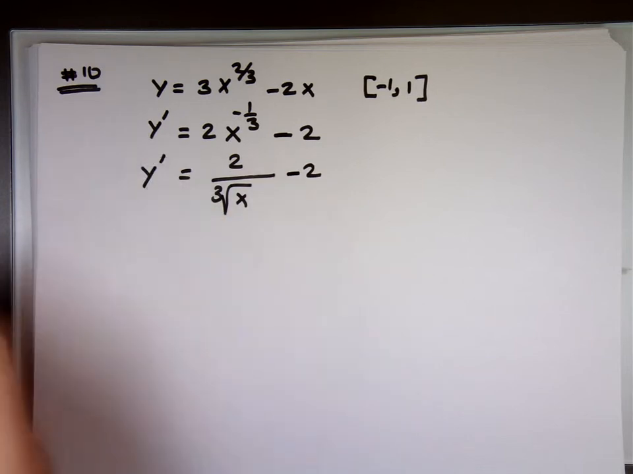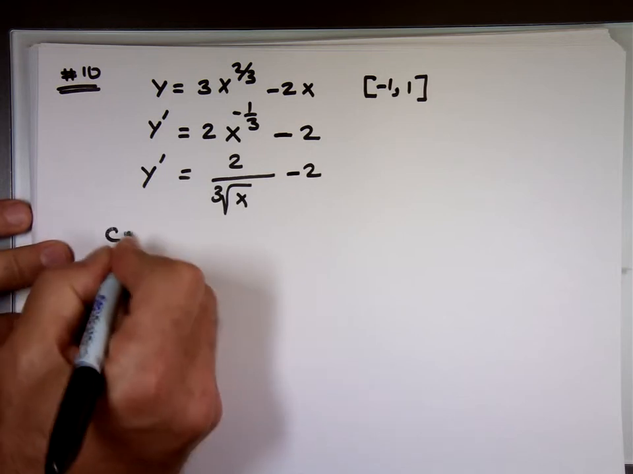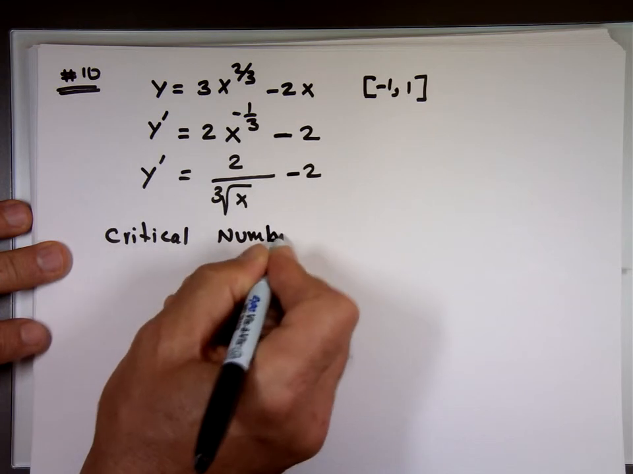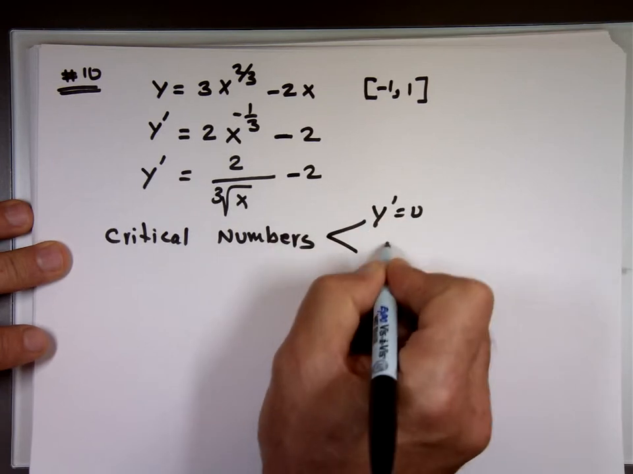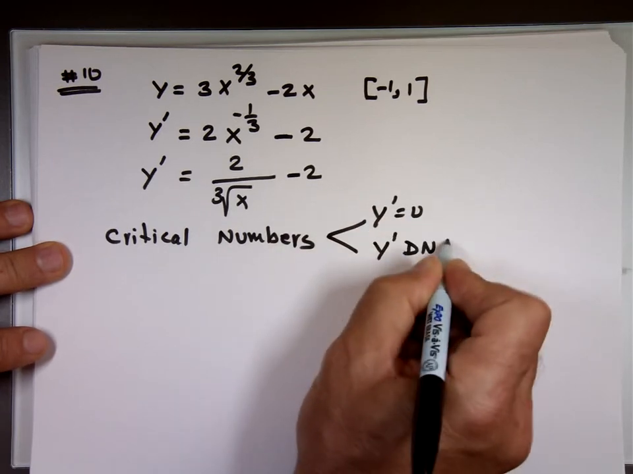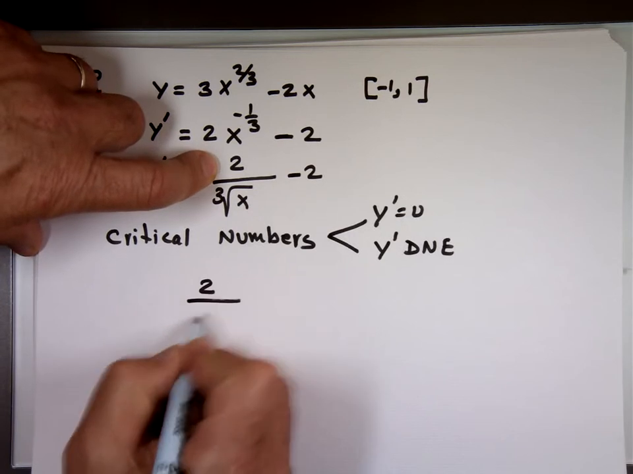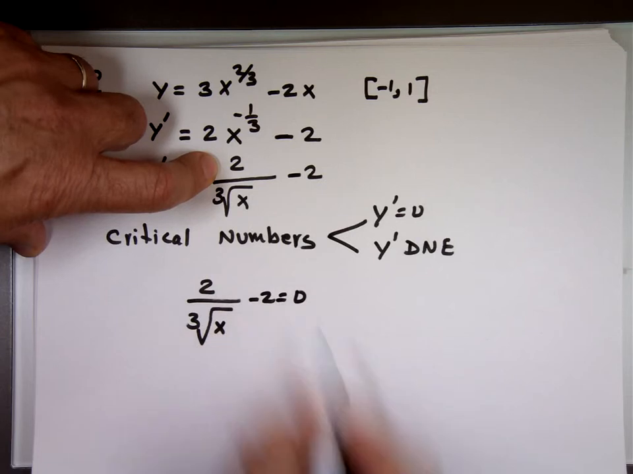The extrema, or the min-max, is going to be either where the derivative is 0, the derivative is undefined, or the endpoints. So let's find the critical numbers. The critical numbers are where the derivative is 0, or the derivative does not exist. Let's see where the derivative is 0 first. Take the derivative, set it equal to 0.